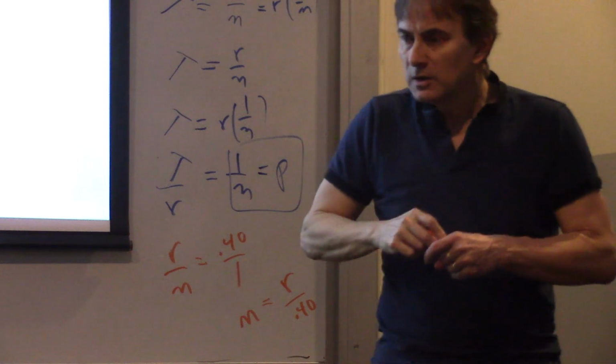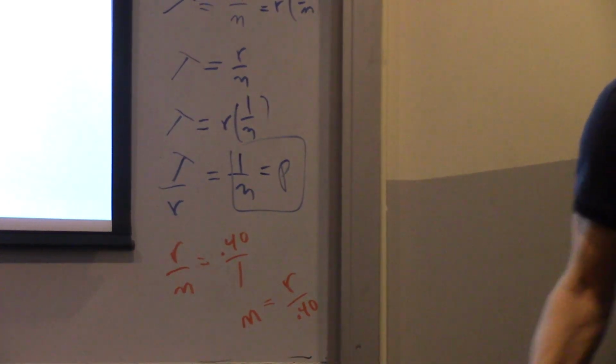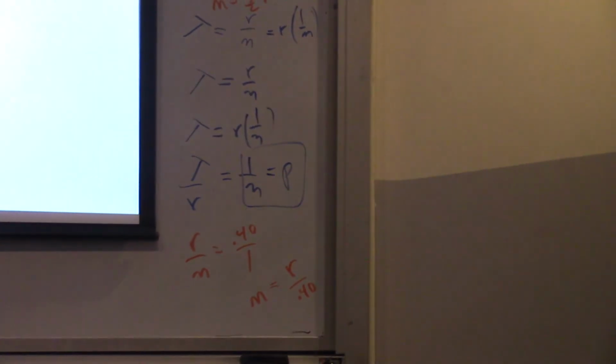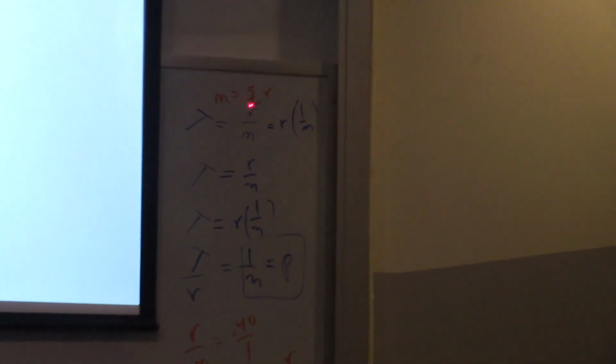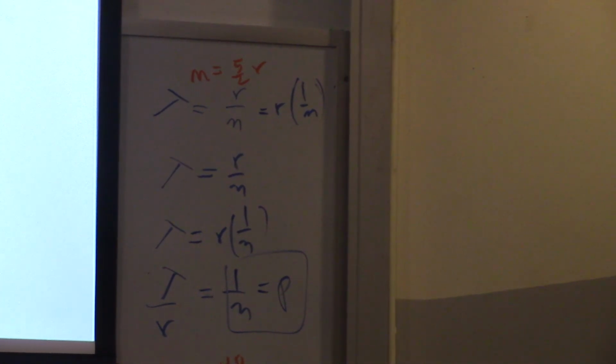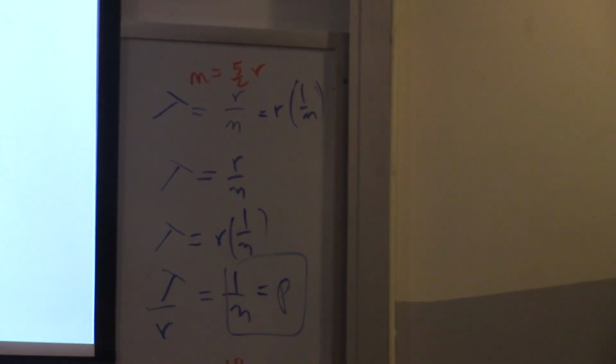Are you with me? Yes. So tell me now how many slots are there relative to the number of records? 2.5. That means if I have 1,000 records, how many slots?